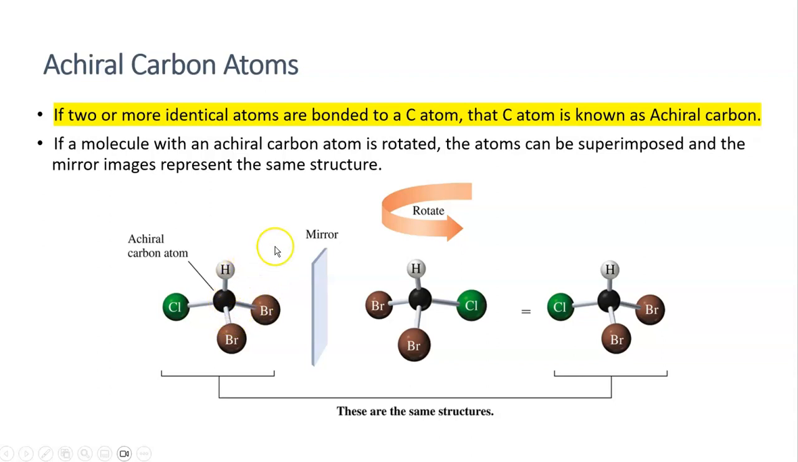So if we take the mirror image of this molecule, which is this one, now we need to check, can we superimpose these two? It looks like it's not, but we can rotate this molecule. If we rotate this molecule, it will end up with this conformation, right? Now, if you look at this one and this one, those two are the same. So by rotating, we can get the same molecule. So this is true for any achiral molecule.